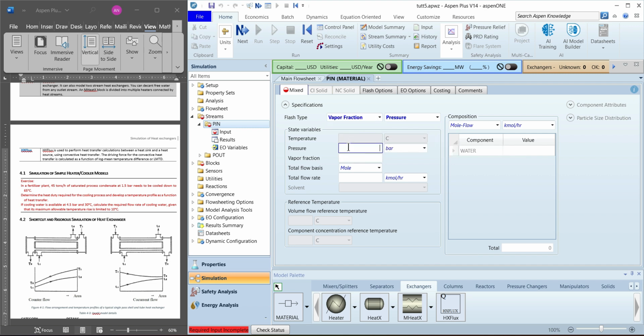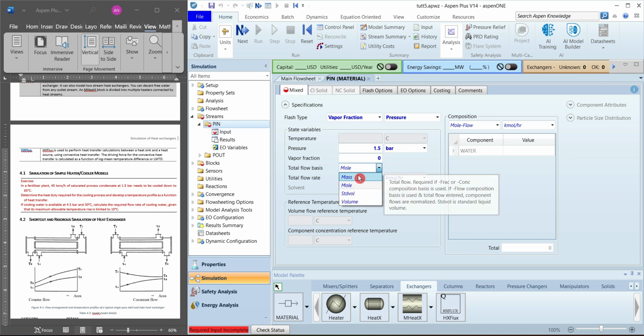So the pressure is 1.5 bar and the vapor fraction should be 0 or 1? 0. This is the common term that we use for the bubble points and the dew points. The bubble is equivalent to the boiling point and the dew is equivalent to the condensation point. So 0 for the boiling point and 1 for the condensation point. For a pure component, it's the same thing. But for a multi-component system, they can have entirely different meanings.